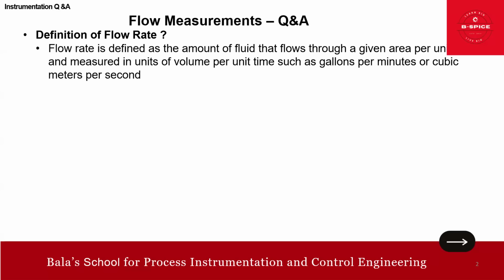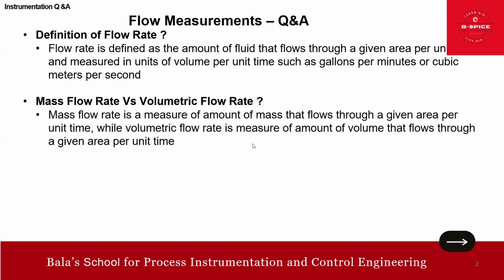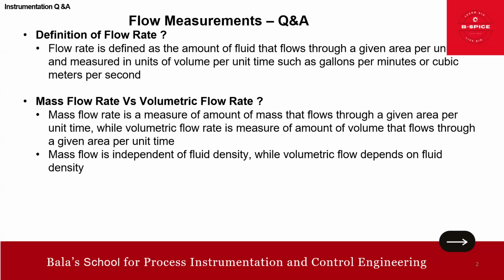Good. So, you know, there is a concept called mass flow rate and volumetric flow rate, right? Mass flow rate is a measure of the amount of mass that flows through a given area per unit time. Whereas volumetric flow is a measure of the amount of volume that flows through a given area per unit time. So this is a basic definition. Okay, let's get into more detail.